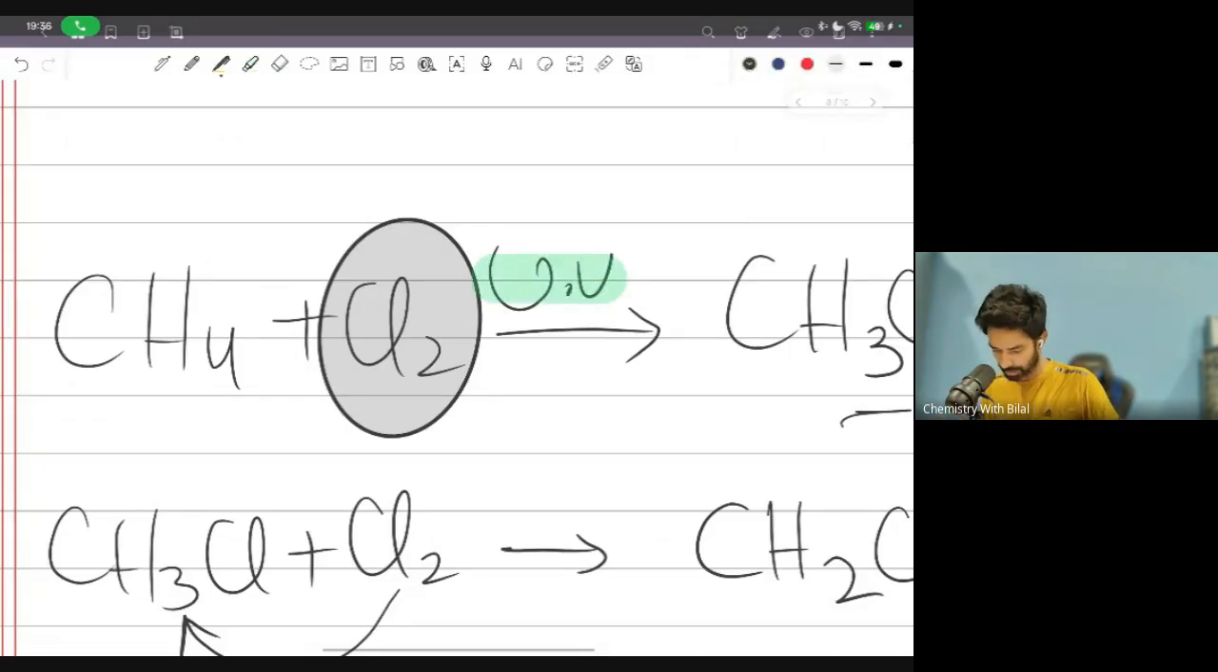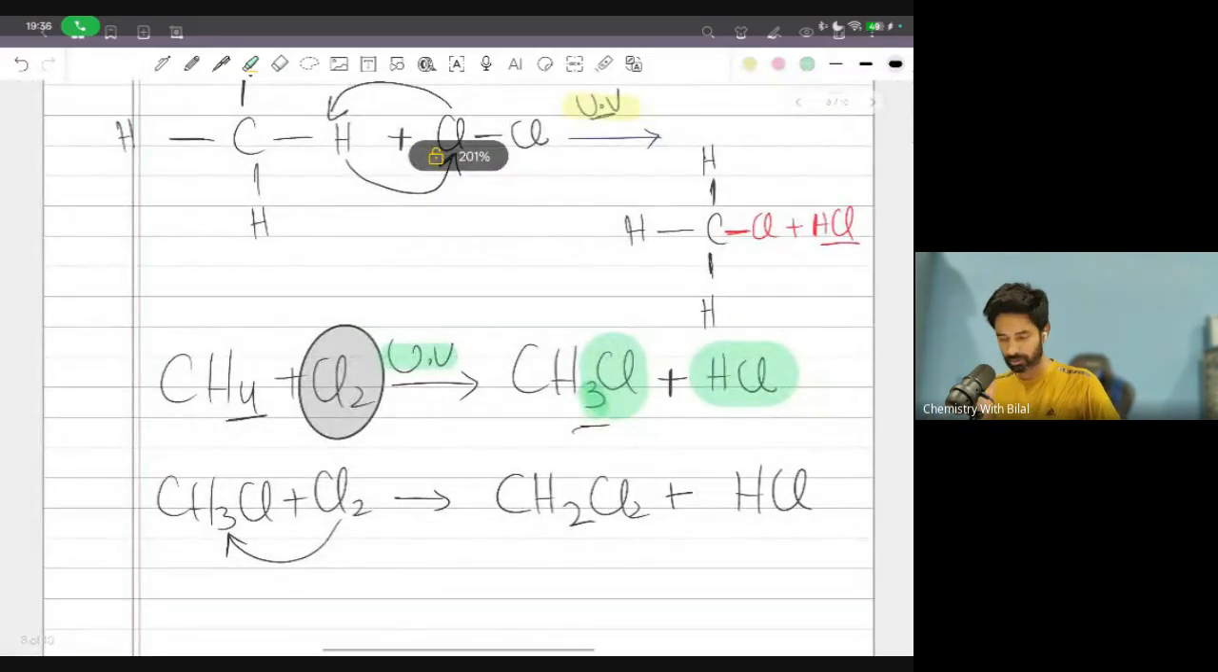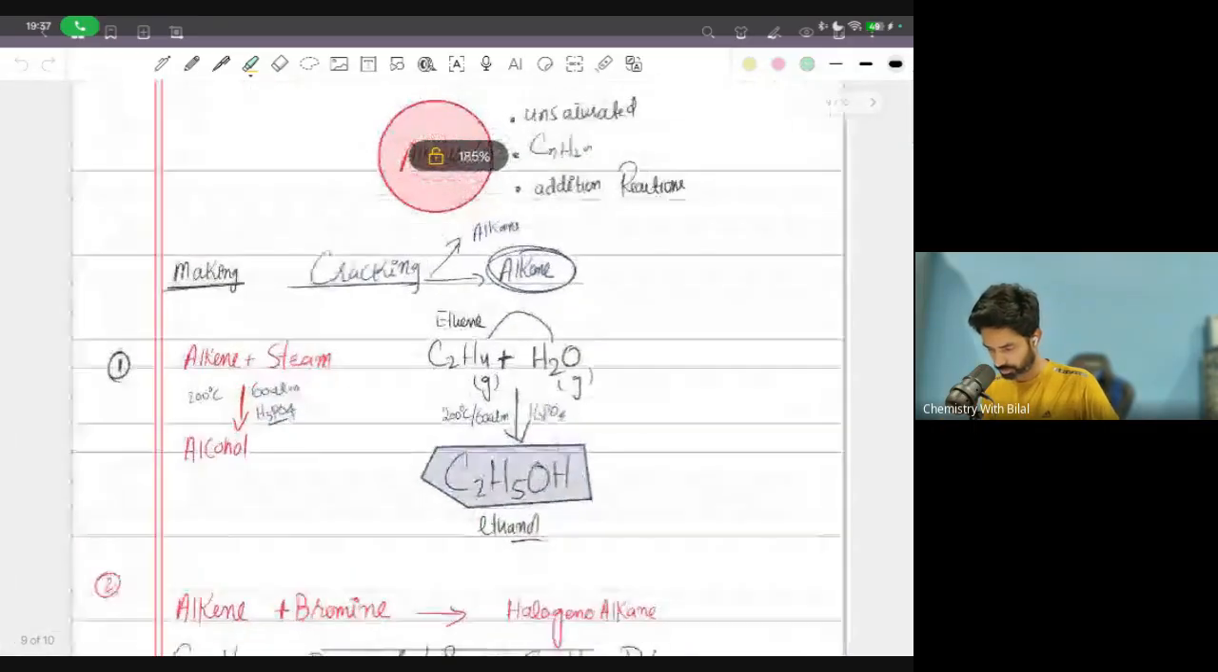So one of the hydrogen is replaced, substituted. One of the hydrogen. So now you're left with 3 hydrogen. That 4th hydrogen has been replaced with the chlorine, right? And the byproduct is HCl. I told you that you can replace all hydrogens with the chlorine.